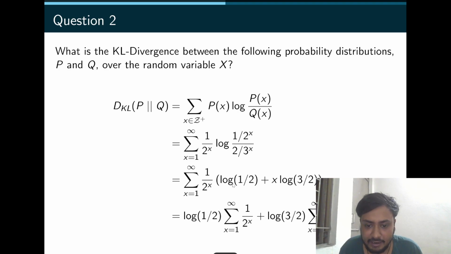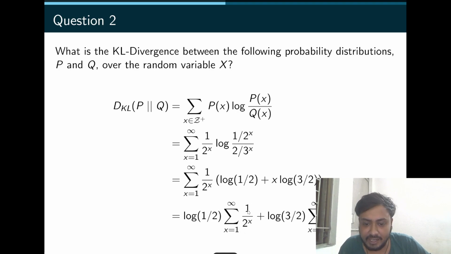And then we are again regrouping them. So we get log half into sum over x equal to 1 to infinity 1 by 2 to the power x. Now here x can only take integral values, it's not continuous. And similarly here is log 3 by 2 into sum over x by 2 to the power x. Now can anybody tell me what the first series actually is? How do you calculate the sum of this series?